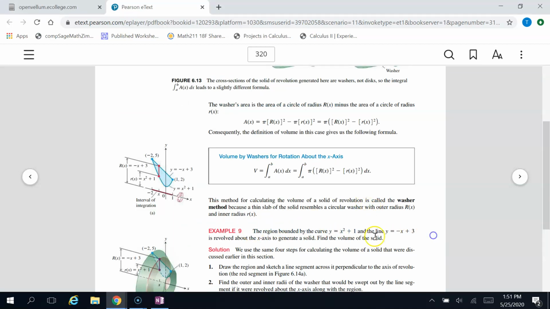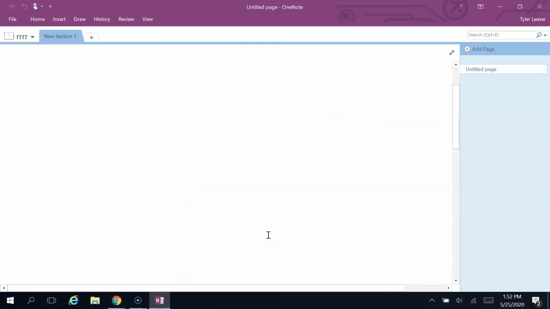All right, we're going to do an example together here. We're going to do this one, example 9. The region bounded by the curve y equals x squared plus 1 and y equals negative x plus 3 is revolved about the x-axis to generate a solid. Find the volume of that solid. So first thing we want to do is find the region that we're going to be revolving. That's going to be using these two functions, x squared plus 1 and negative x plus 3. So just to write them out. And we want to graph these two things.